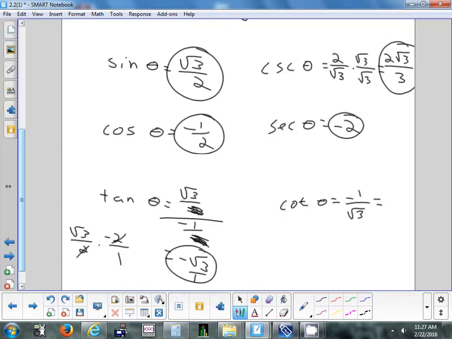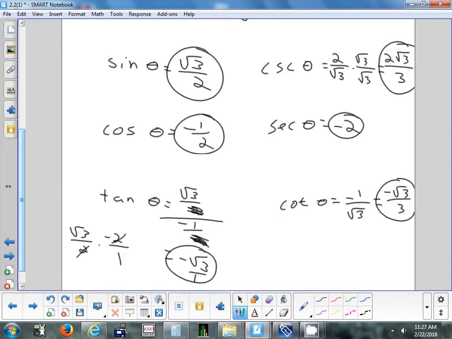Okay, and what would I get once I fix that? Yeah, negative square root of 3 over 3. You would multiply top and bottom by square root of 3, just like we did this cosecant.